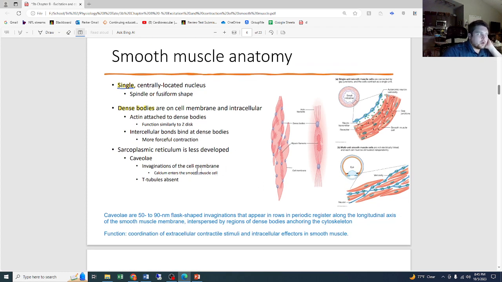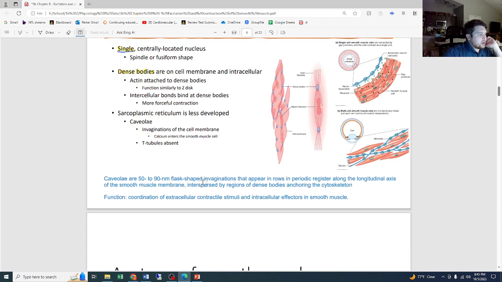Also, it's important to note in the smooth muscle that our sarcoplasmic reticulum, whose main job is holding that calcium, is actually less developed in our smooth muscle. There aren't any T tubules. We have these things called caveolae. Okay, caveolae are these invaginations of the cell membrane, where the calcium enters the smooth muscle cell. And here's just a little bit of a definition down here of what those caveolae are and kind of their function.